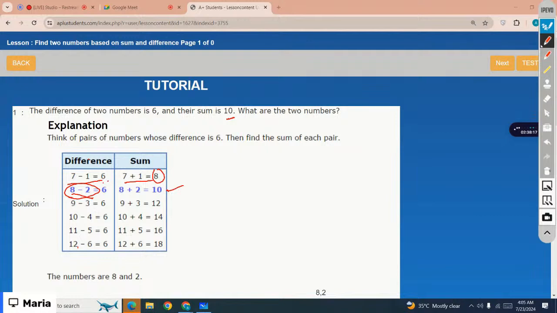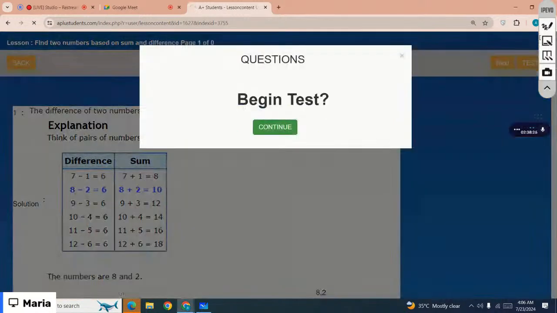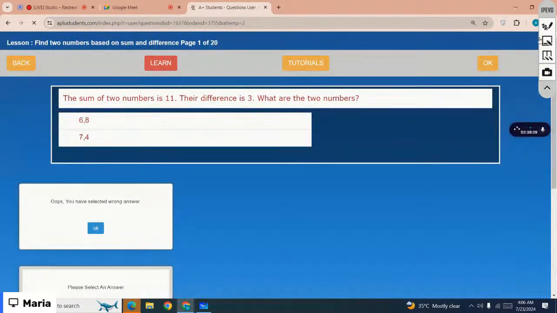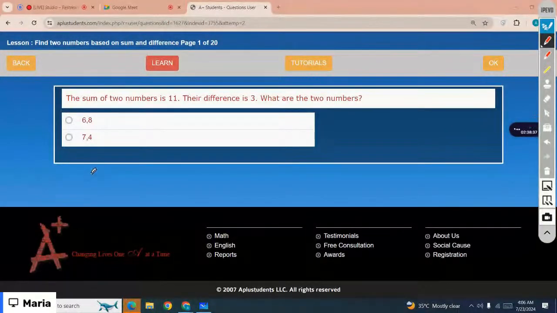Okay, let's just start with the test questions. So basically here you are given the options. When you are given the options, that is very easy to find, right? Let me just tell you how to find the answer. For example, the first question is the sum of two numbers is 11. Their difference is 3. What are the two numbers? Now you are given two options.